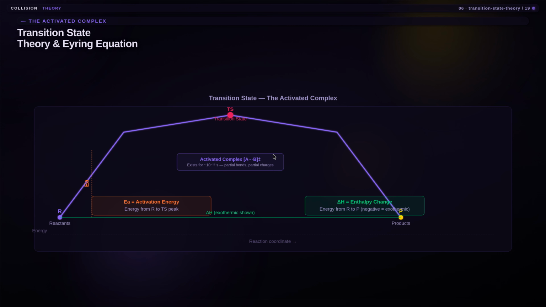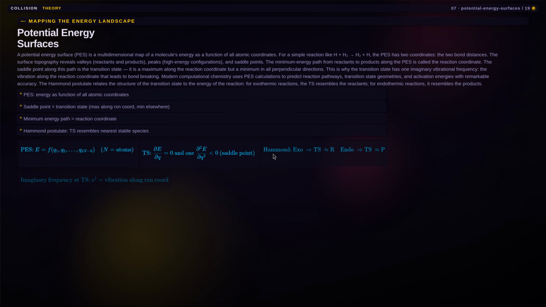A negative ΔS‡ indicates a more ordered transition state than the reactants, making the reaction slower. Transition state theory is particularly powerful for understanding how catalysts work by stabilizing the transition state and lowering the activation barrier. A potential energy surface is a multidimensional map of a molecule's energy as a function of all atomic coordinates.